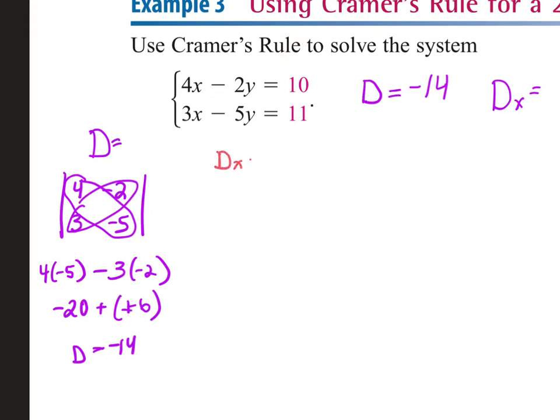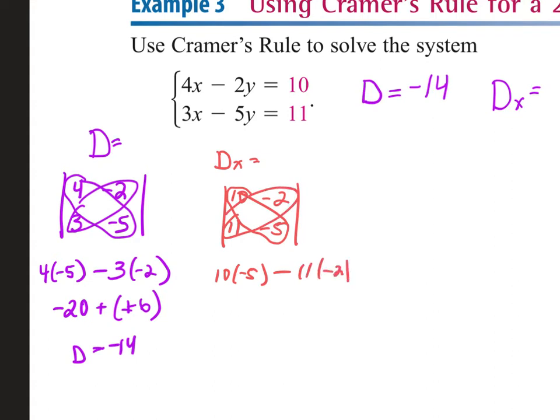D sub x. Since I'm finding x, I put my answers in the x column. So I have 10 and 11, and then for y, I have negative 2 and negative 5. So I'm going to take 10 times negative 5 minus 11 times negative 2.